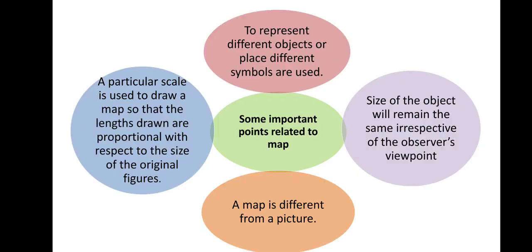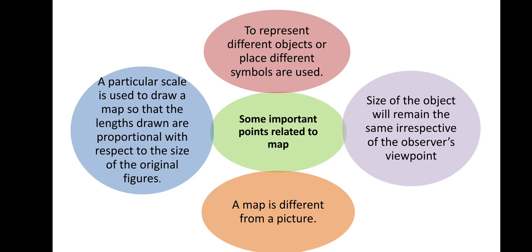Now, let us have a look at some important points related to the map. The very first one we will discuss is, to represent different objects or places, different symbols are used. Obviously, in maps you must have seen that different symbols are being used because we cannot show all the particular objects in a single map. So, map symbols are being used. Second is, the size of the object will remain the same irrespective of the observer's viewpoint. The size of the object will remain the same whatever we are showing in the map, irrespective of the observer's viewpoint.